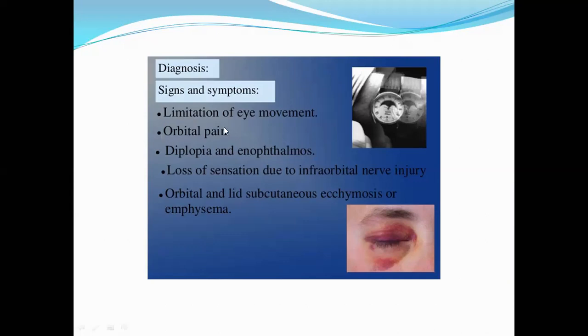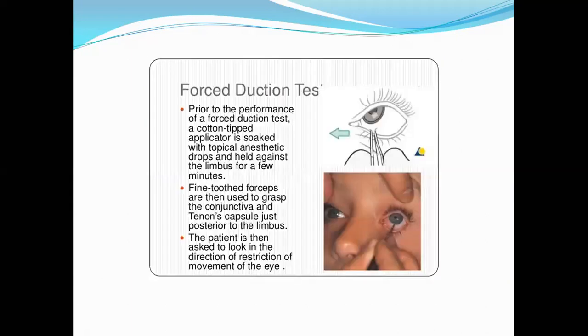Orbital pain, as I have mentioned some of the syndrome names, is most commonly present in superior orbital fissure syndrome, retrobulbar hemorrhage, apex syndrome, etc. This is a test performed with topical anesthesia, but most commonly it is done under GA.